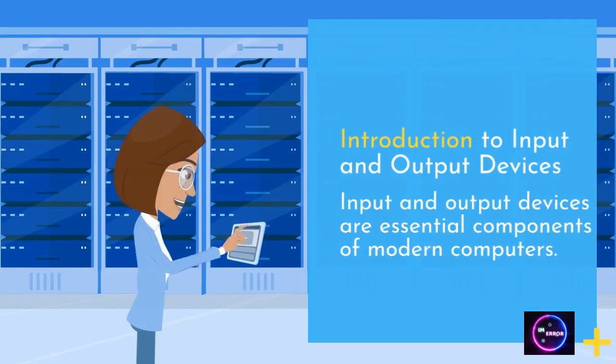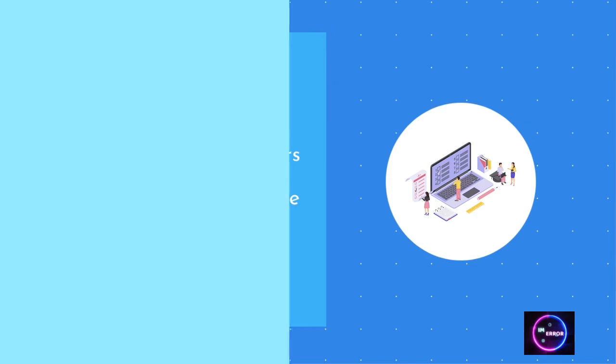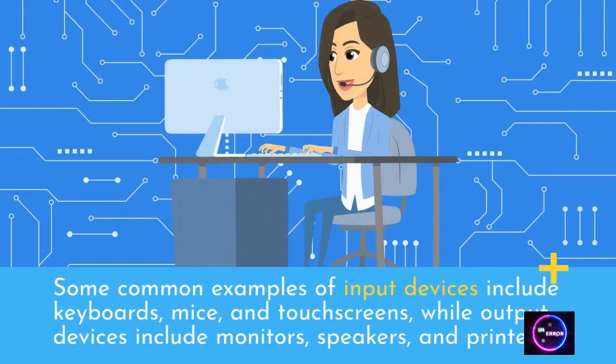Introduction to input and output devices. Input and output devices are essential components of modern computers. Input devices allow users to interact with computers by providing input, while output devices display the results of that input. Some common examples of input devices include keyboards, mice, and touchscreens, while output devices include monitors, speakers, and printers.